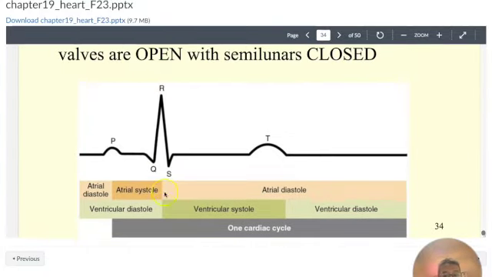The QRS complex is when the ventricle squeezes, which is systole. The atrium squeezing is the P wave; the end of the P wave is when it relaxes. And the T wave is the beginning of the ventricular relaxation.